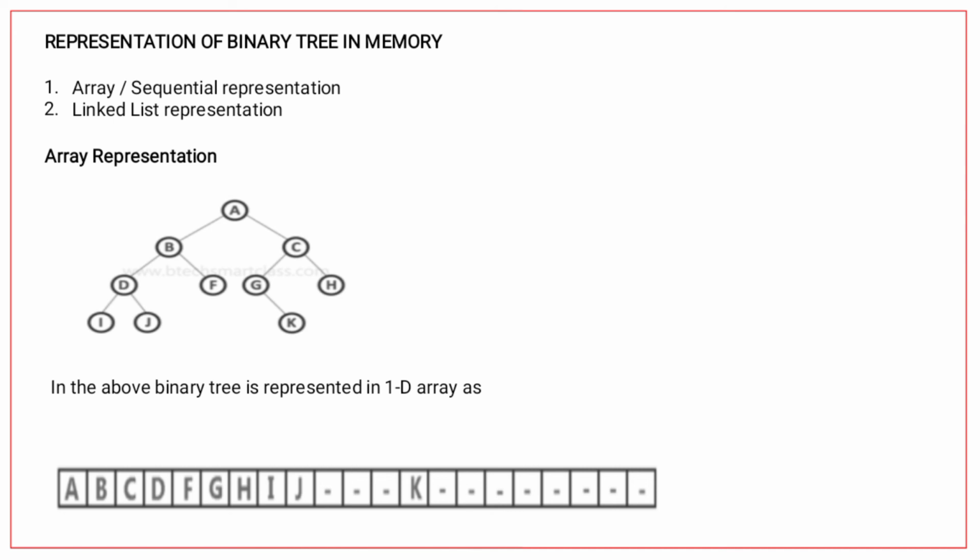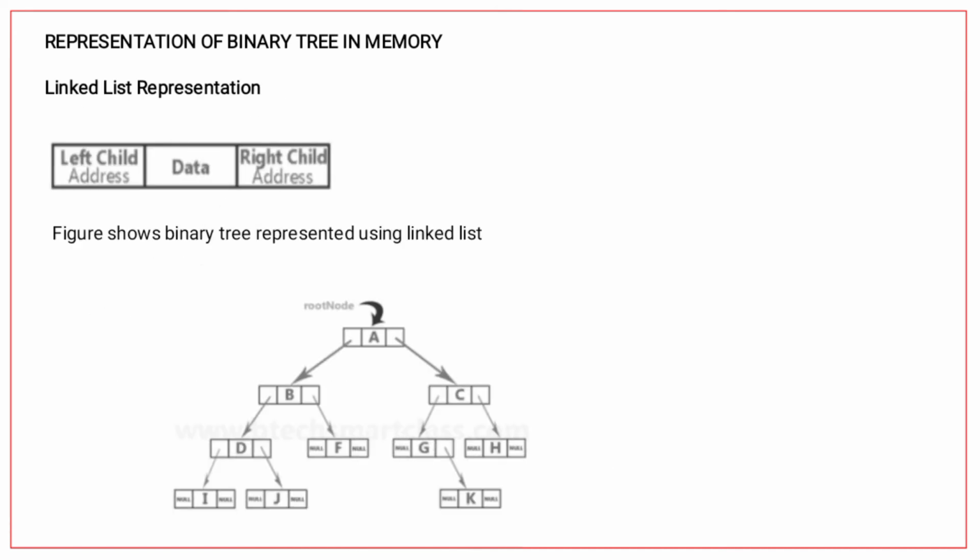Next is linked list representation. In a linked list representation of a binary tree, we use a doubly linked list to represent the binary tree. In a doubly linked list, every node consists of three fields. The first field stores the left child address, the second stores the actual data, and the third stores the right child address. In this linked list representation, a node has the following structure. See the first figure. Now this figure below shows a binary tree represented using a linked list. See the second figure.